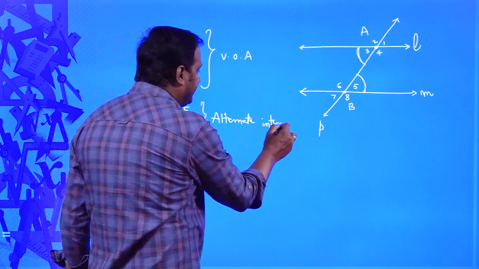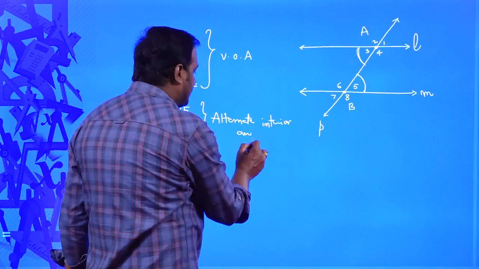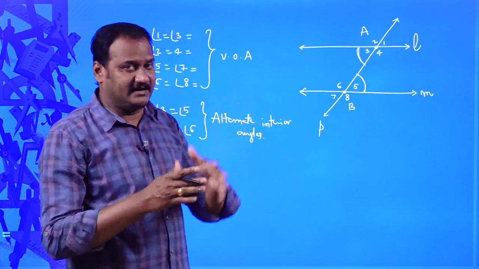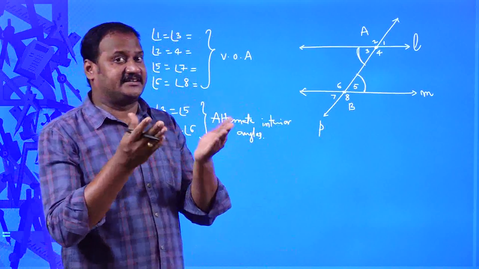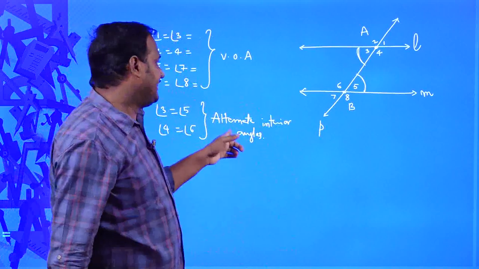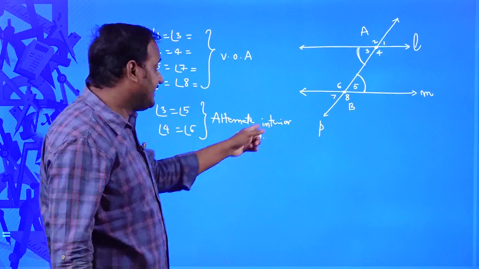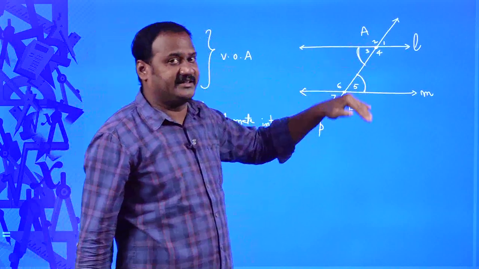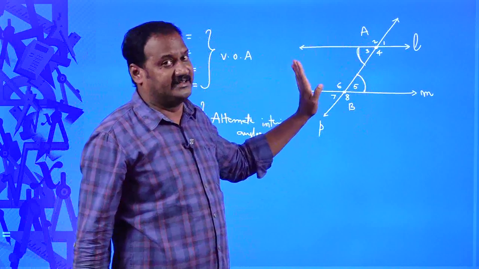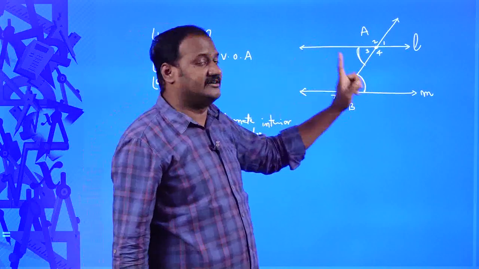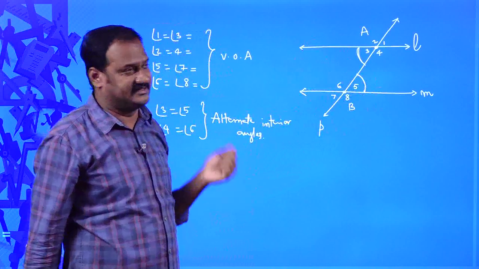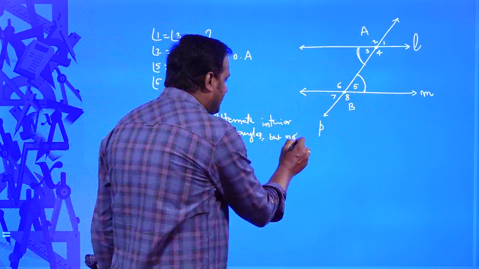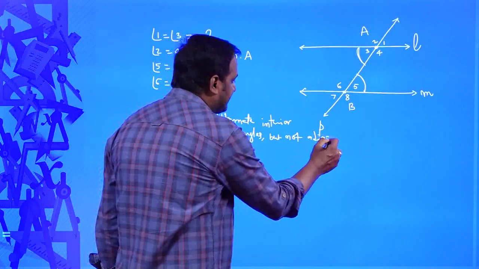Alternate interior angles. So, alternate interior angles are those two angles that must be between parallel lines and lying either side of the transversal. Then they are said to be interior alternate angles, and especially they must not be adjacent angles, because 3 and 4 are interior only, but 3 and 4 are adjacent angles. But we cannot call 3 and 4 interior alternate angles, because they are adjacent angles.